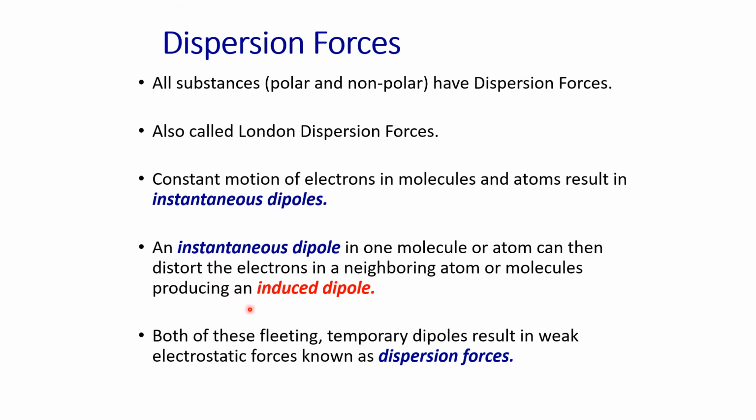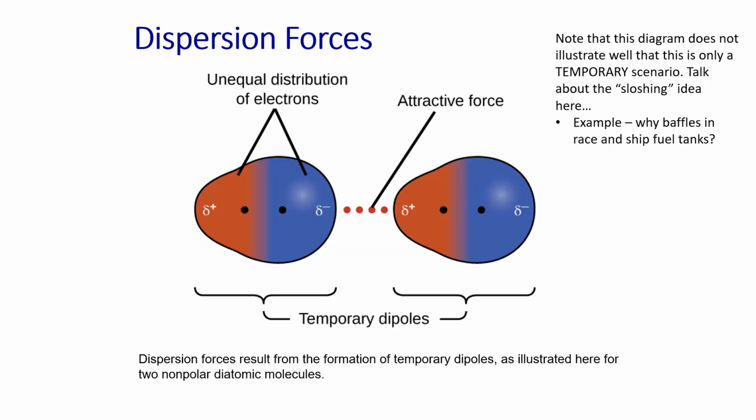You can also cause it to happen by another polar thing being nearby and pushing or pulling on those electrons and inducing a dipole. And so these are very temporary situations, and they're not very strong at all. So these are our dispersion forces, or sometimes called London forces, and they're the weakest of the three that we're going to talk about. And again, I want to stress that calling them temporary is a little misleading.